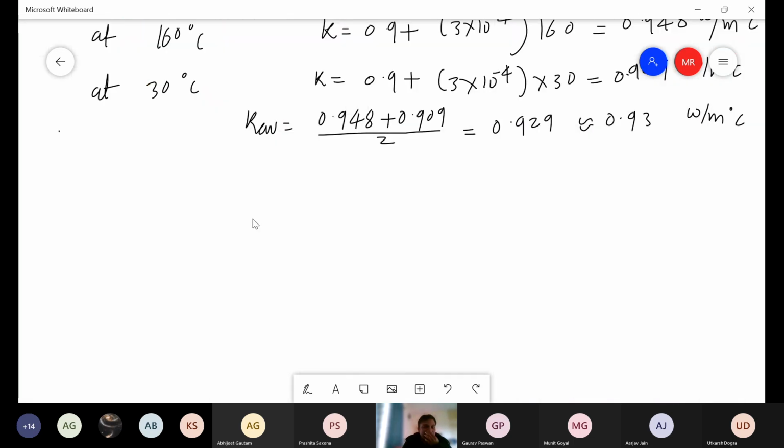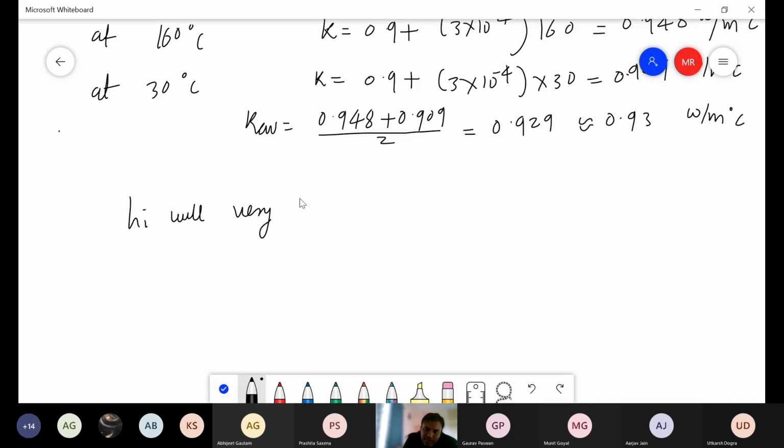Okay. Now in this case, since steam is flowing with a high velocity, clearly the inside heat transfer coefficient Hi will be very high, isn't it? So we can calculate the overall heat transfer coefficient. What will be the overall heat transfer coefficient with respect to the outside surface area?